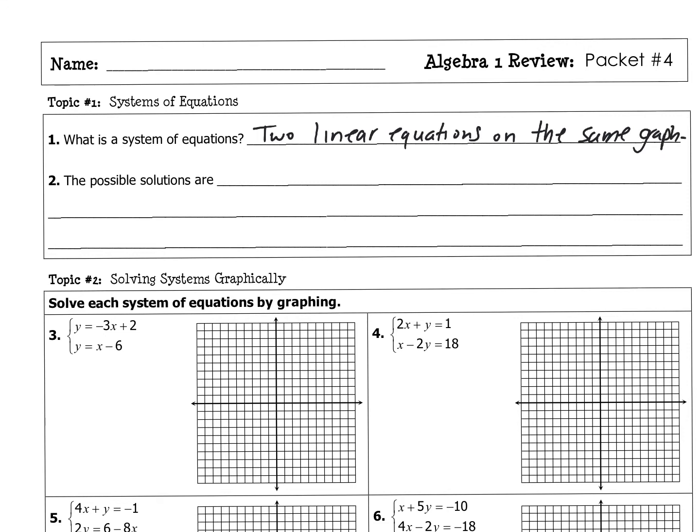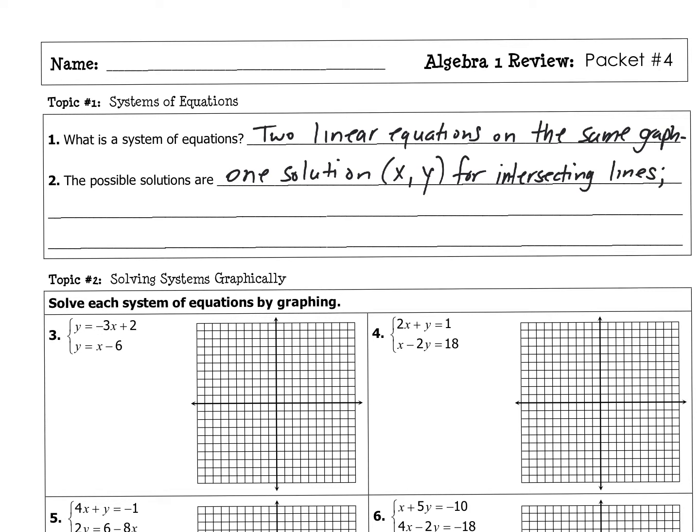All right. And so if we have two linear equations on the same graph, then there's 3 possible outcomes. One outcome is that there's one solution. And you remember the solutions are ordered pairs. So it's where the 2 lines intersect. So there's one solution for intersecting lines, and the solution is the ordered pair of where they intersect.